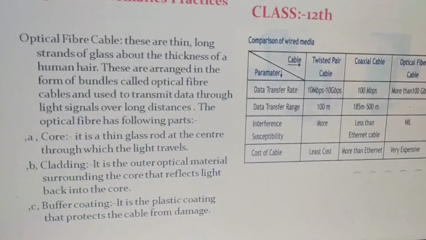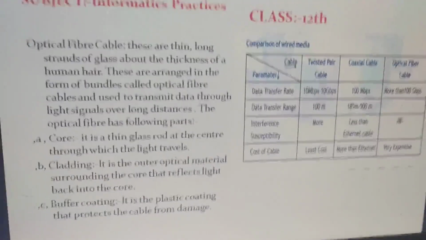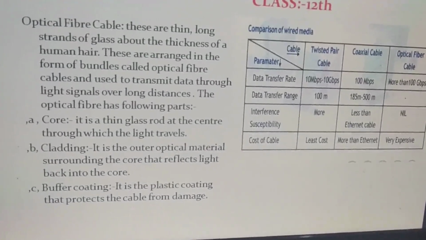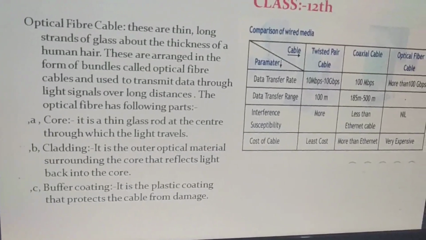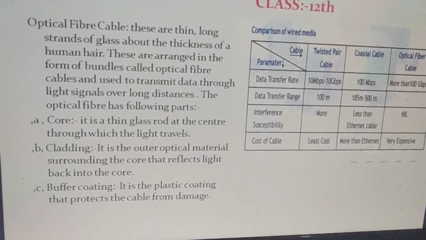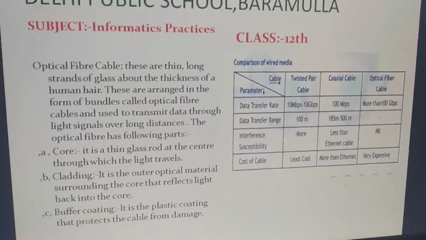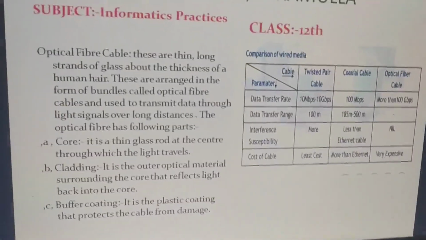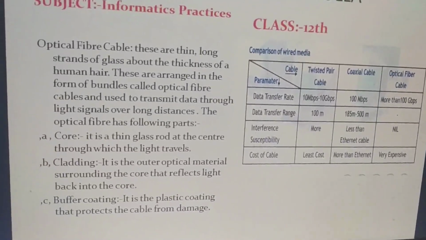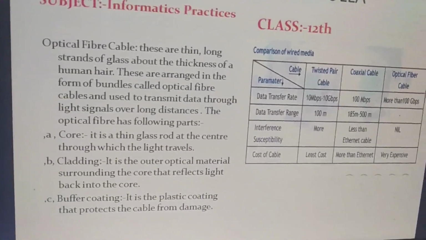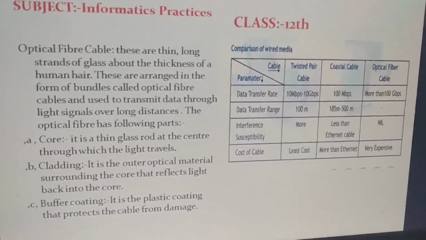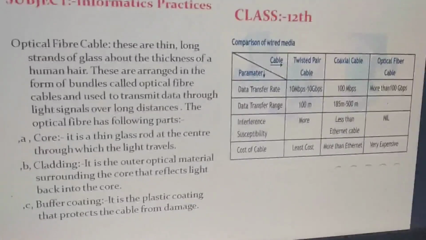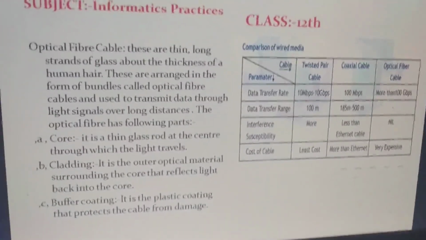So we can compare the wired media like cable. Parameters of the cable are data transfer rate, which means the rate at which the data is transferred in the cable. Then there is transfer range, meaning the distance over which the data is transferred. Then there is interference susceptibility, that means interference of other radiations which are present in the environment. And then there is the cost of the cable. So you can compare these for twisted pair cable, coaxial cable and optical fiber cable. Here the values are given.